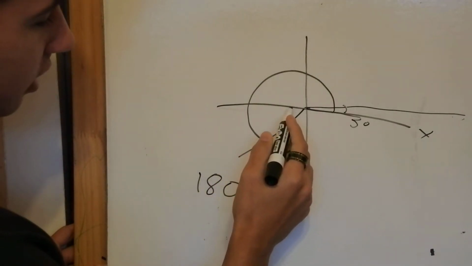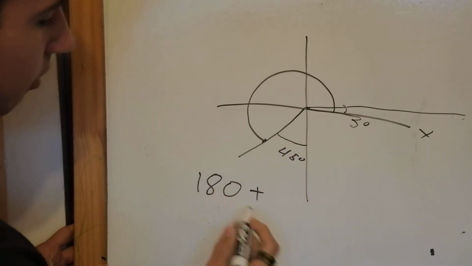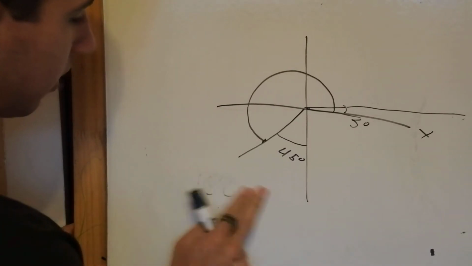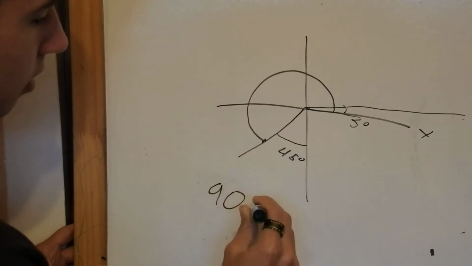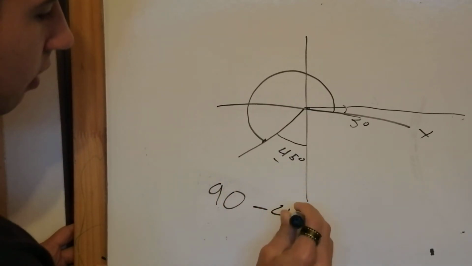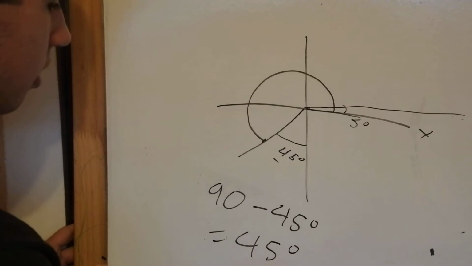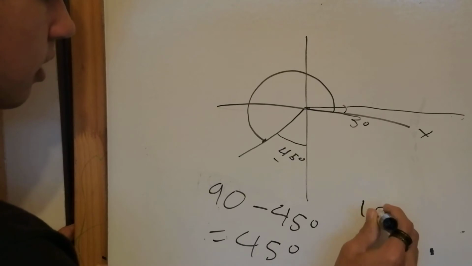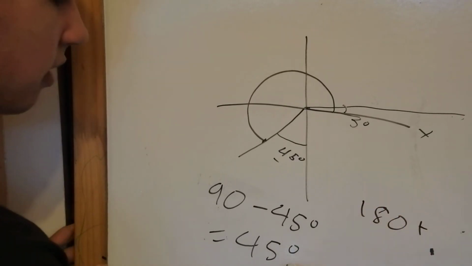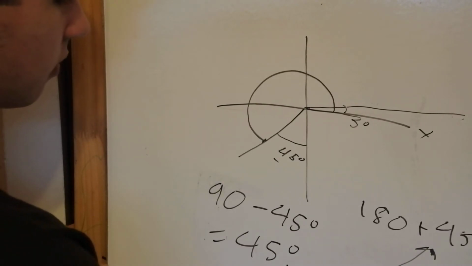We know that this is 90 degrees. So we can take 90 minus 45, and then we're going to add that to 180. So before we do that, we take 90 for this quadrant right here, minus this angle, 45 degrees, and that equals 45 degrees. Now, we take our 180 for the straight line, and then we add this 45 degrees, and that comes out to be 225 degrees.